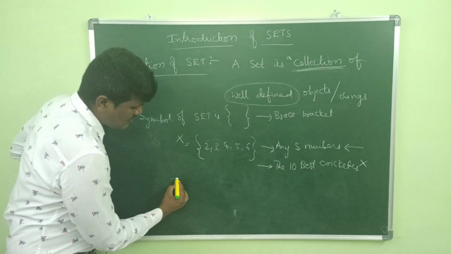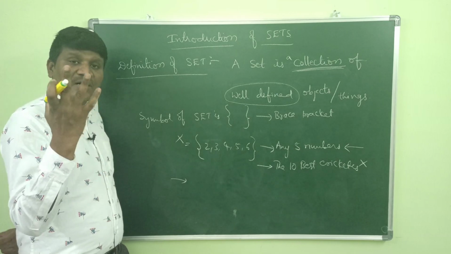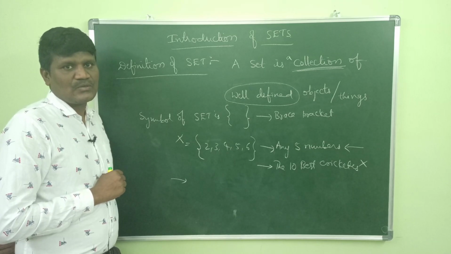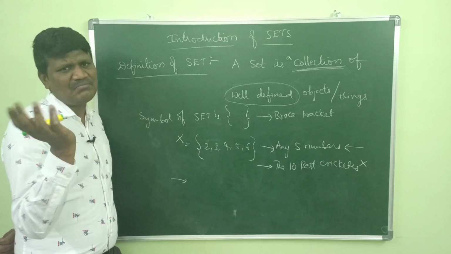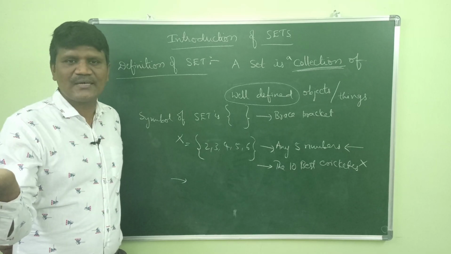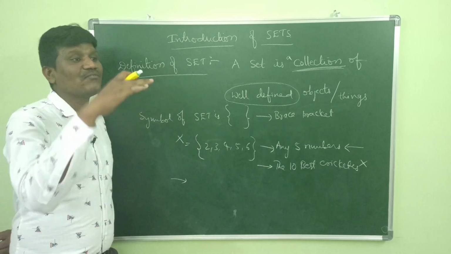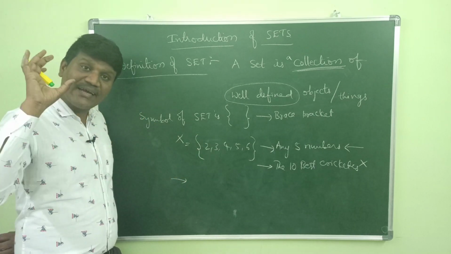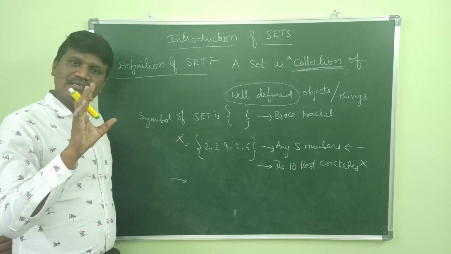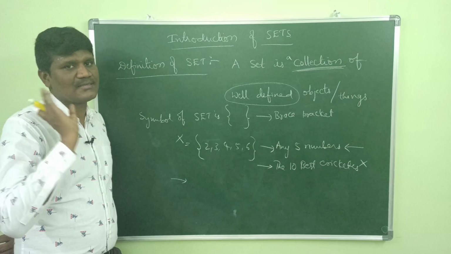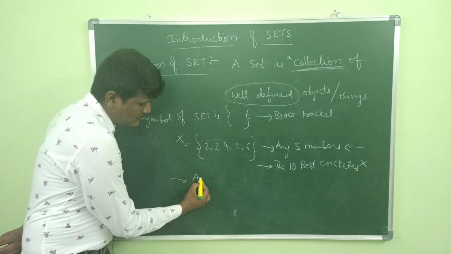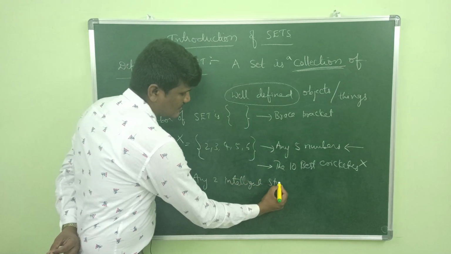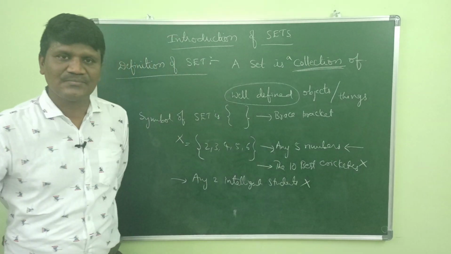Or suppose from your class I ask you to write any 2 intelligent students. Will everyone write the same? From your perspective 2 may be intelligent, and from another's perspective 2 others may be intelligent. So intelligence we cannot define. So this is also not a well defined set. Any two intelligent students is not defined.